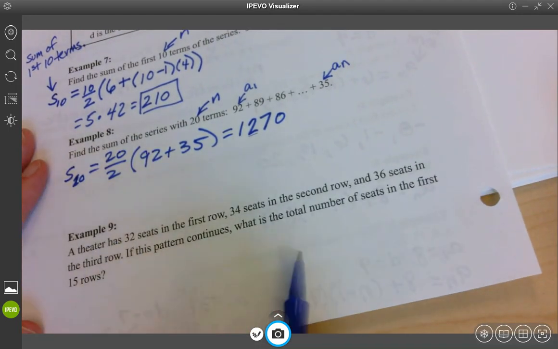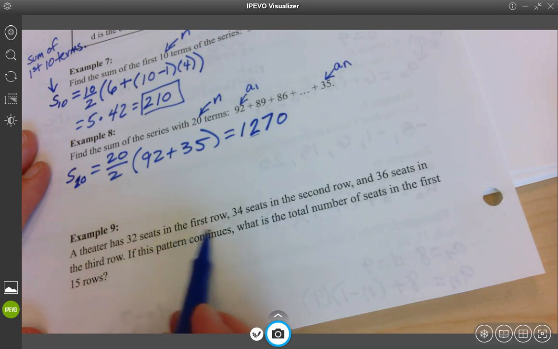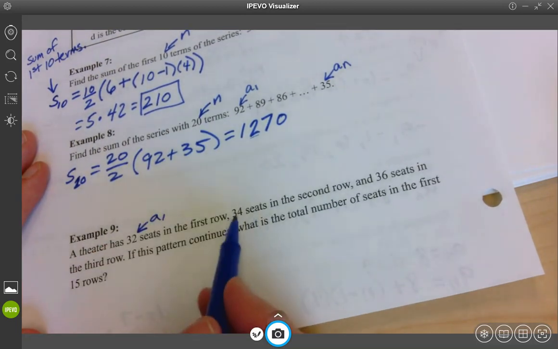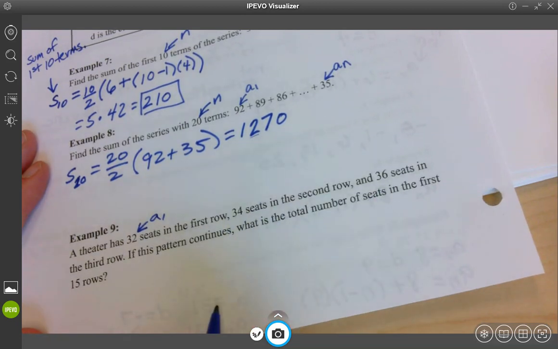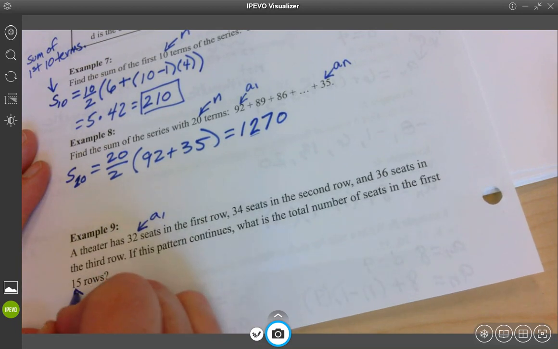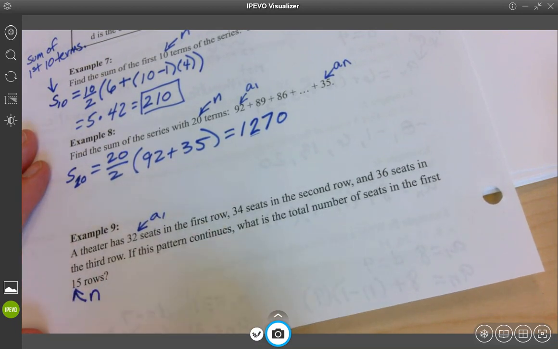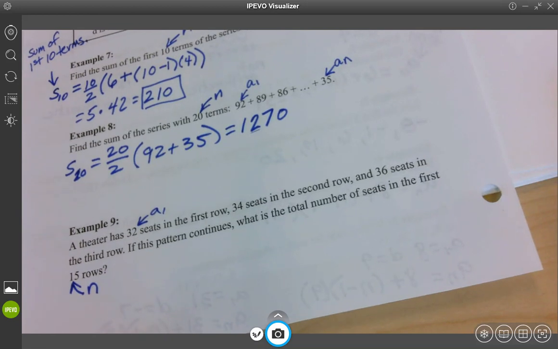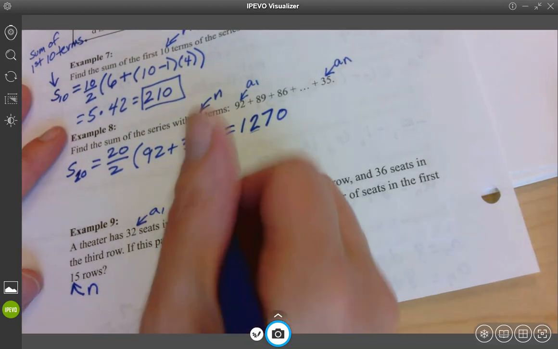All right, example 9. A theater had 32 seats in the first row, so that would be your A sub 1. And 34 in the next, and then 36. If the pattern continues, what is the total number of seats in the first 15 rows? So that's N. What else do we know? I know the first term, and I know the number of terms. What else do we know? Tell me again. What is it? We know D is 2. Very good.